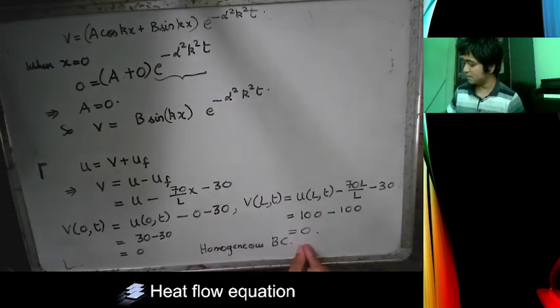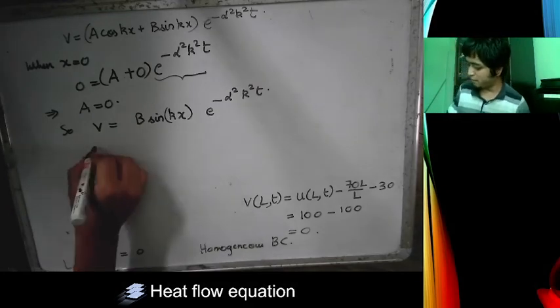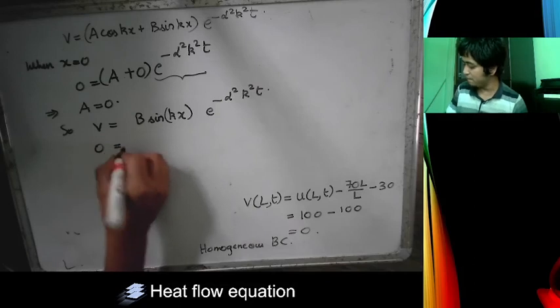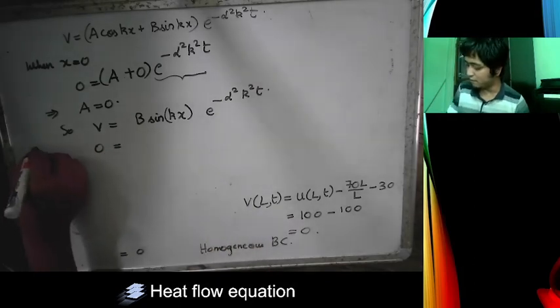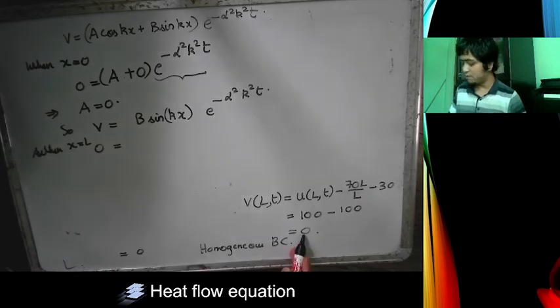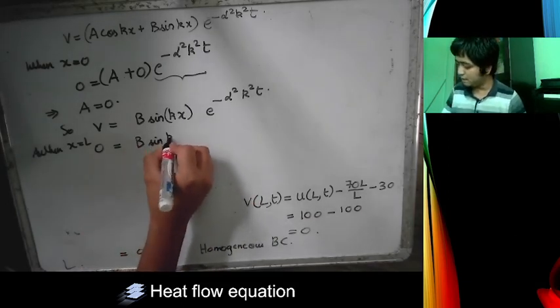Now let us use this second boundary condition, V at L. Using the second boundary condition, x equal to L, when x equals L, V is equal to 0. B sin KL.